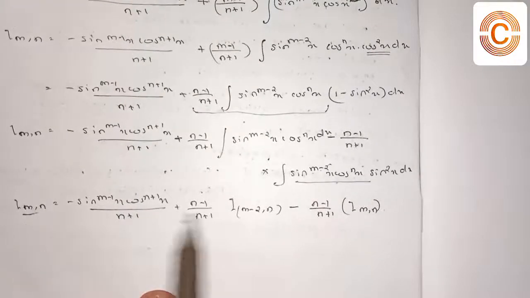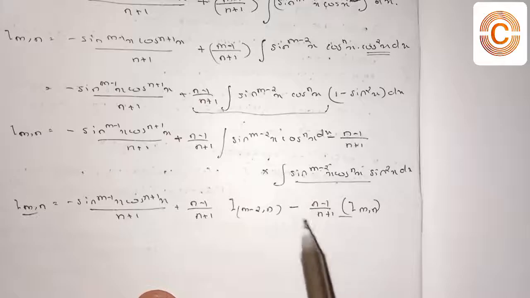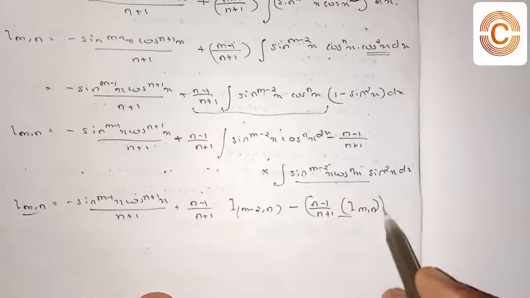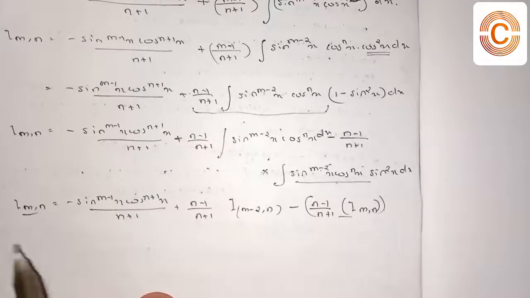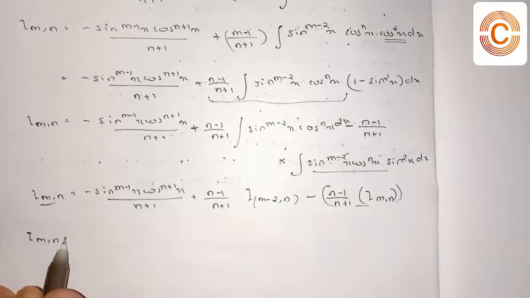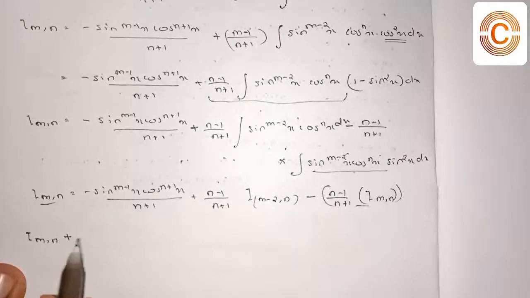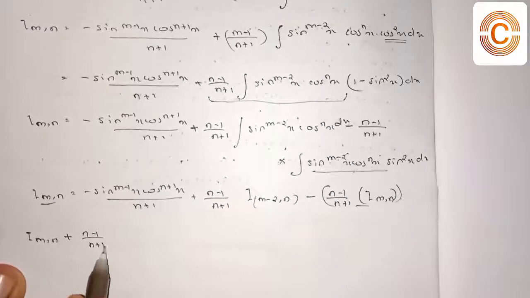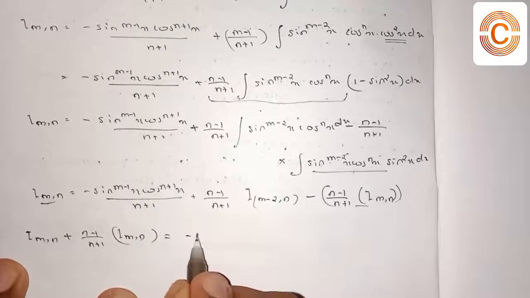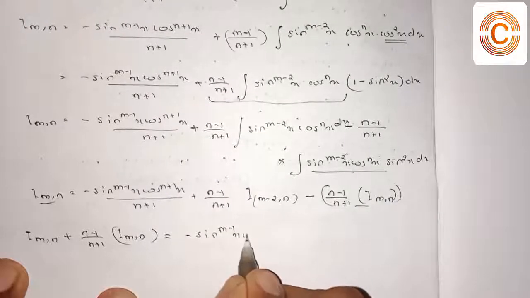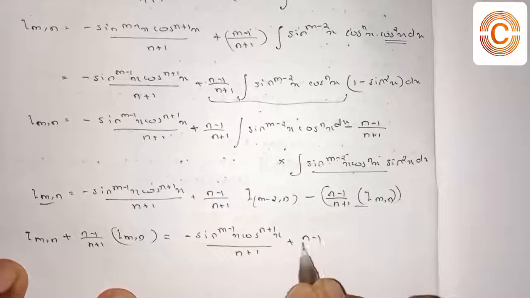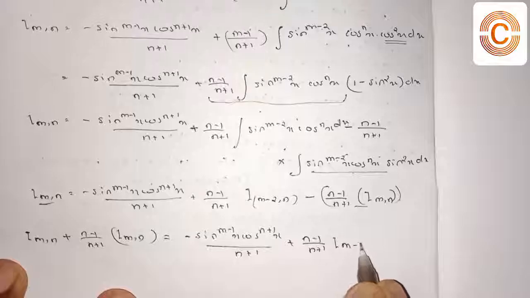Then on the left hand side and the right hand side, we can see the two terms, that is I m,n and I m,n. Then we can subtract (n minus 1) divided by (n plus 1) I m,n from the right hand side to the left hand side. Then we get I m,n, this minus sign becomes a plus sign, plus (n minus 1) divided by (n plus 1) I m,n, which is equal to the same term, that is minus sin^(m minus 1) x cos^(n plus 1) x divided by (n plus 1) plus (n minus 1) divided by (n plus 1) I (m minus 2),n here.